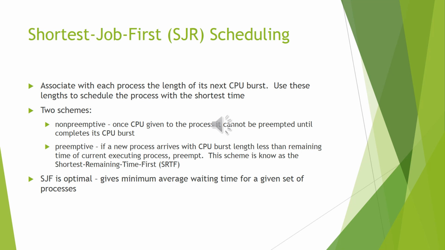So shortest job first is a scheduling algorithm that tries to minimize the waiting time of a process. It is also non-preemptive, which means once the CPU is given to a process, it cannot be preempted until it completes its execution. So let's look at an example of shortest job first.